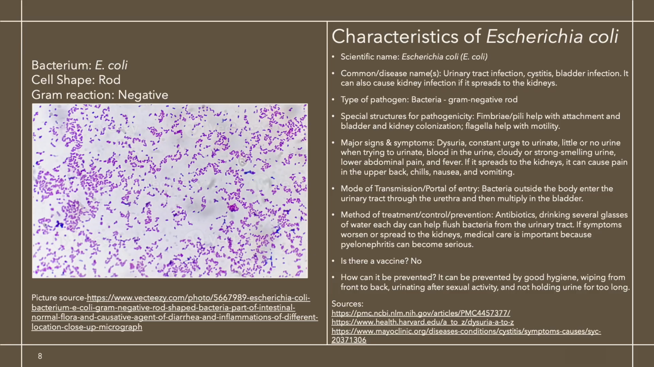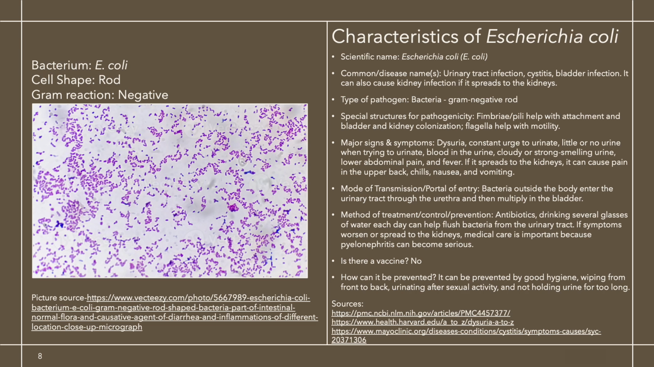Some special structures that help E. coli cause disease are fimbriae or pili, which help it attach to the urinary tract, and flagella, which help with movement. The main symptoms include dysuria, constant urge to urinate, little or no urine, blood in the urine, cloudy or strong smelling urine, lower abdominal pain, and fever. If it spreads to the kidneys, it can cause upper back pain, chills, nausea, and vomiting.